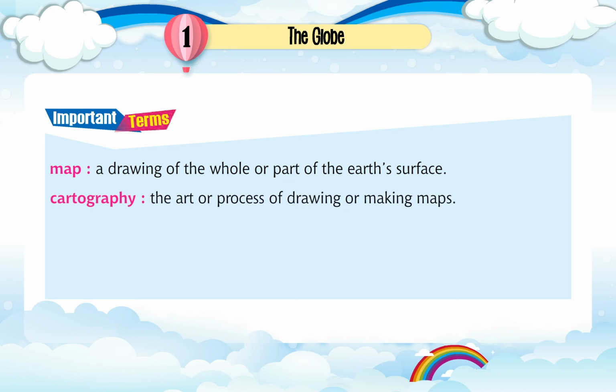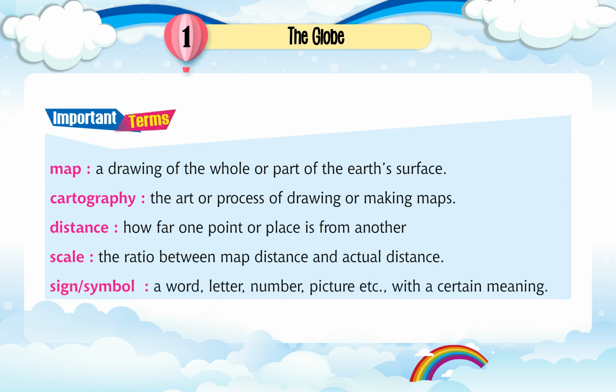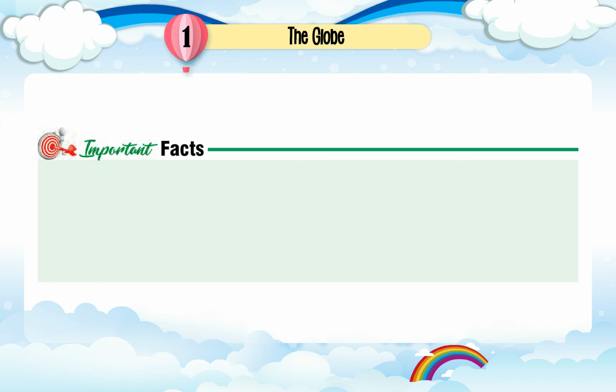Important terms: Map, a drawing of the whole or part of the earth's surface. Cartography, the art or process of drawing or making maps. Distance, how far one point or place is from another. Scale, the ratio between map distance and actual distance. Sign or symbol, a word, letter, number, picture, etc. with a certain meaning.